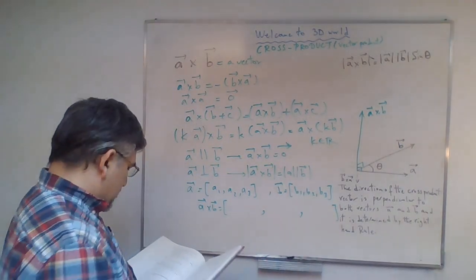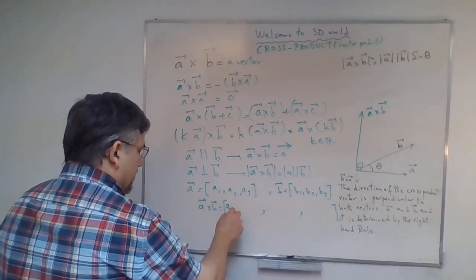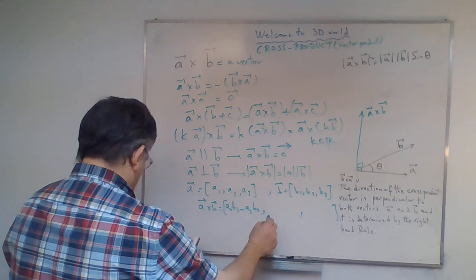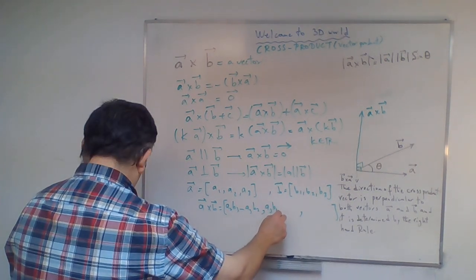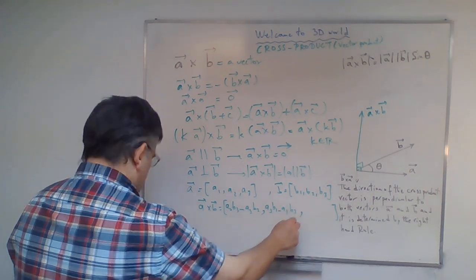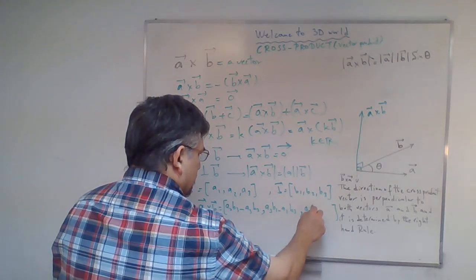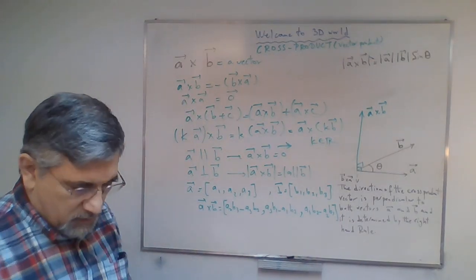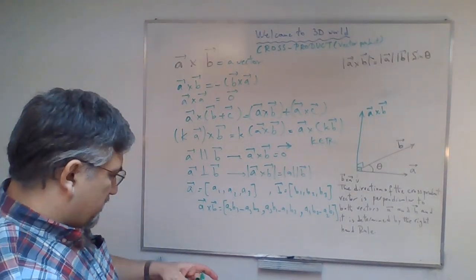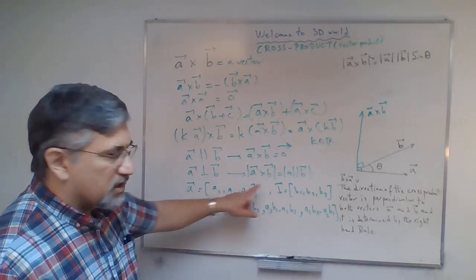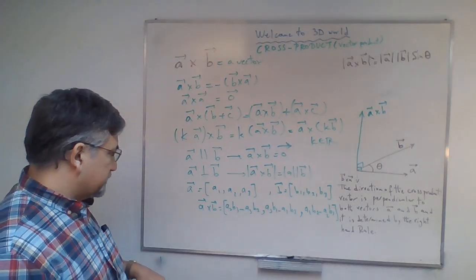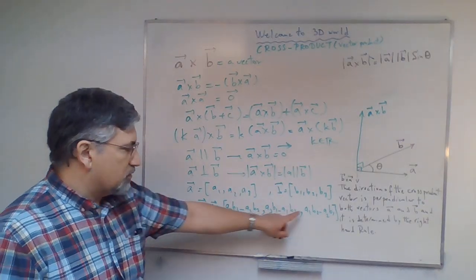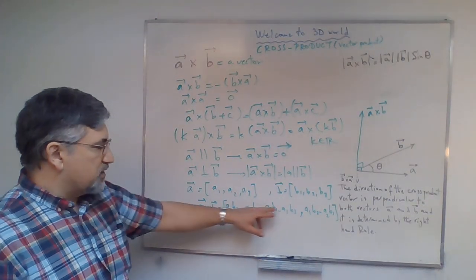Now this giant formula is A2B3 minus A3B2, then A3B1 minus A1B3, and A1B2 minus A2B1. So that is the formula for the cross product of two vectors given vectors A and B in Cartesian form. A1, A2, A3, B1, B2, B3 are just numbers, and these are all numbers at the end of the day. So that will be the answer.